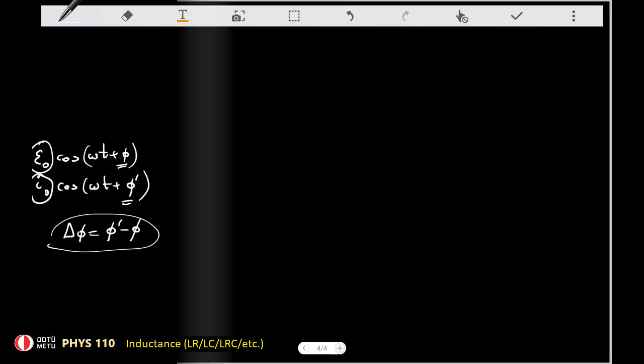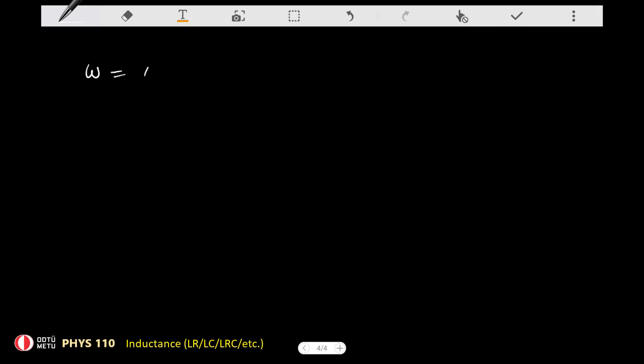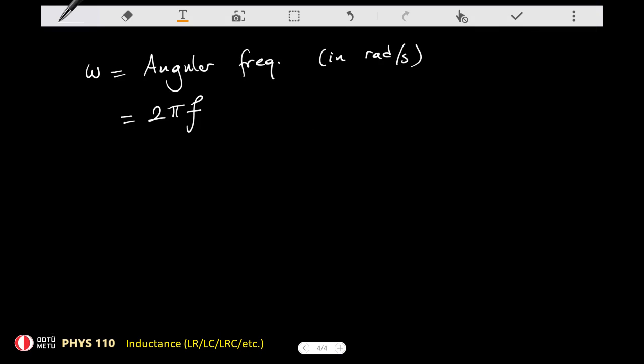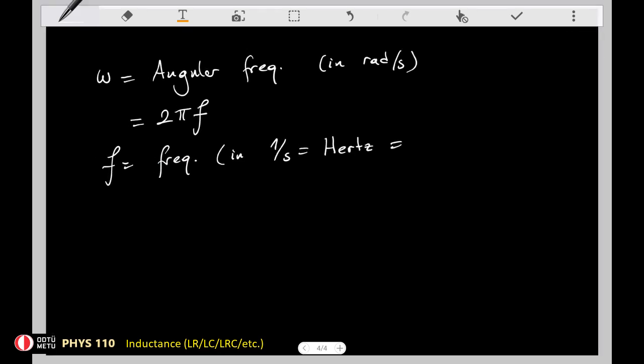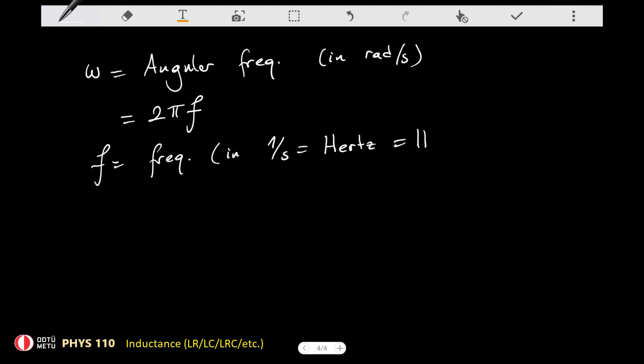Right, let's see. So omega in here is the angular frequency. Let's just remember that this is in radians per second. We can also write this down as 2 pi times f, where f is the frequency. So therefore, the unit is basically 1/second. That's the same thing as hertz. So we just show this as the Hz symbol.